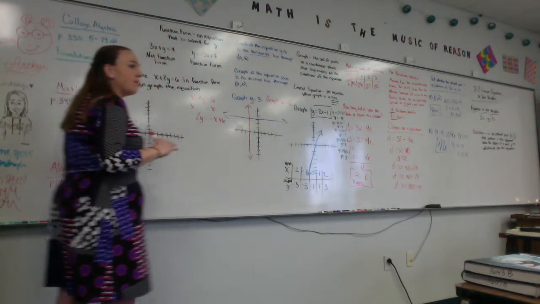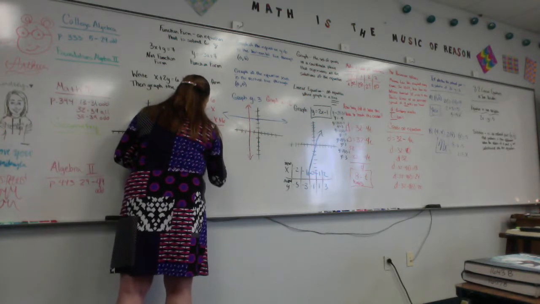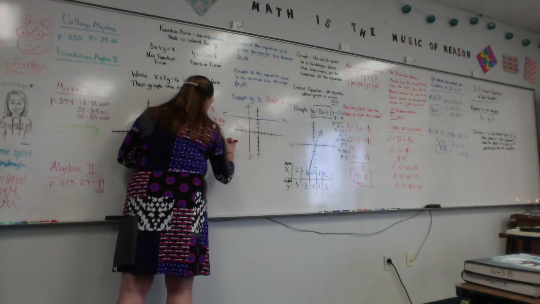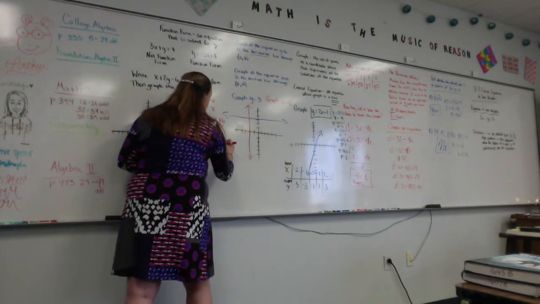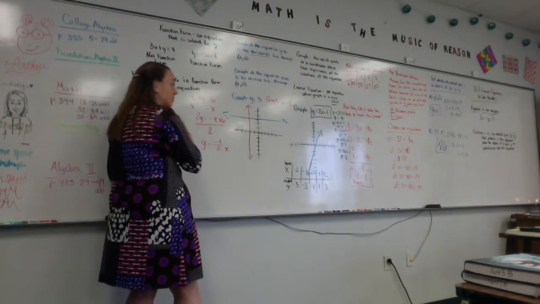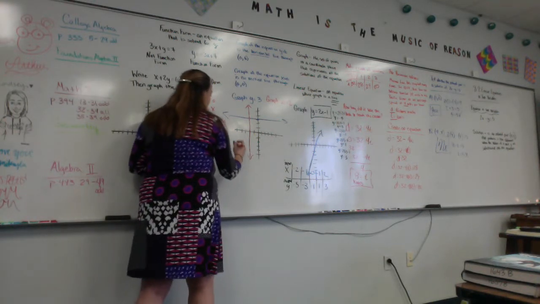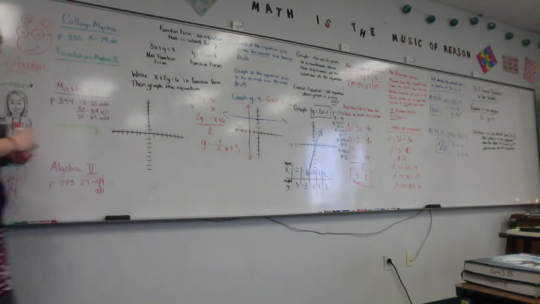Now how do I get y by itself from here? Divide by 2. So my equation says y equals negative, what's in front of that x? A 1. So I can say negative 1/2 x. Does that make sense? And then what's 6 divided by 2? 3. Okay, now I have an equation.